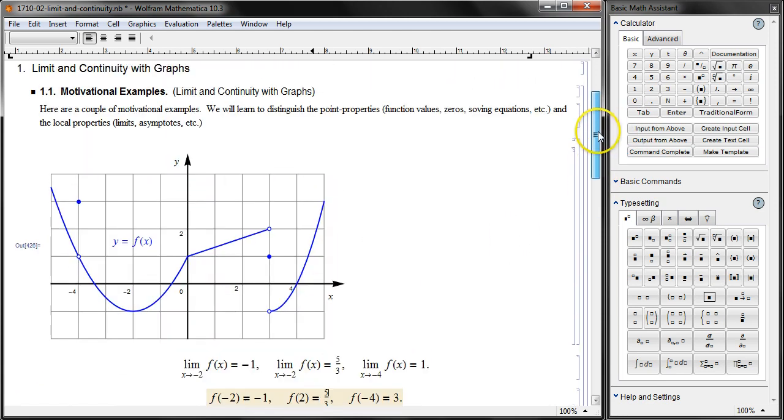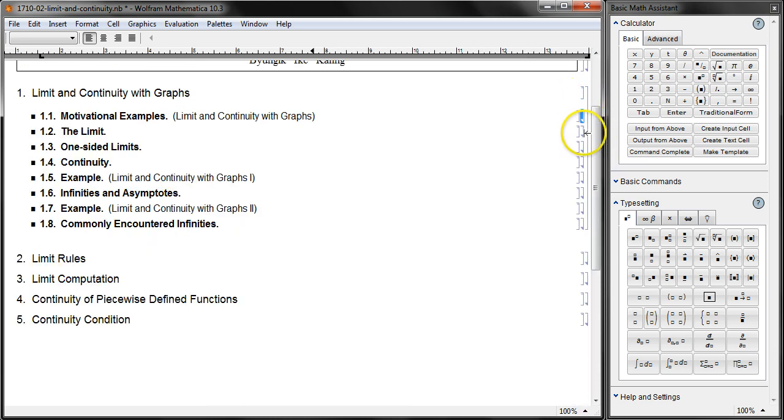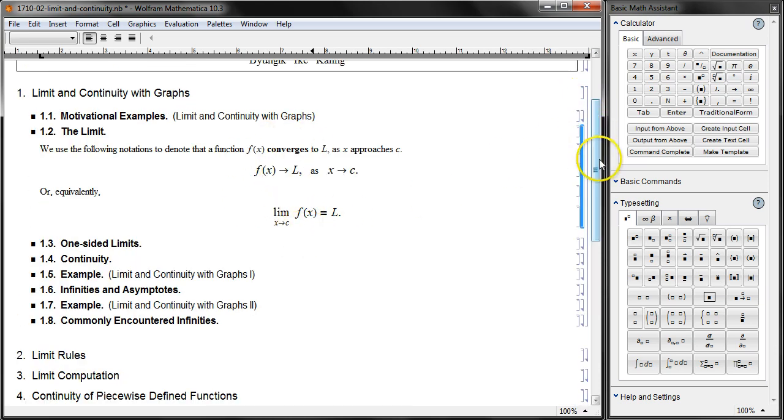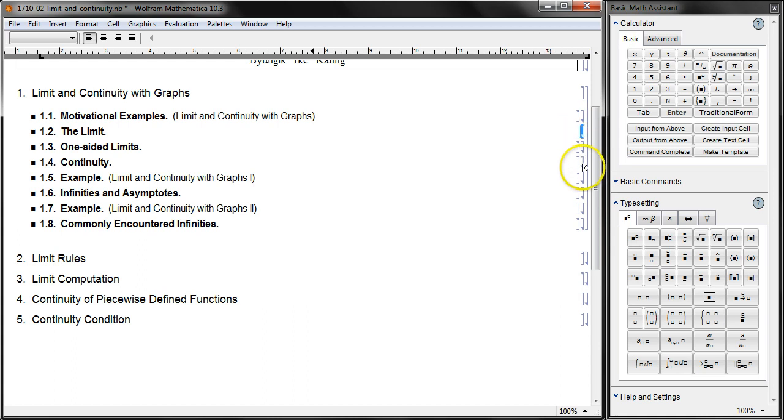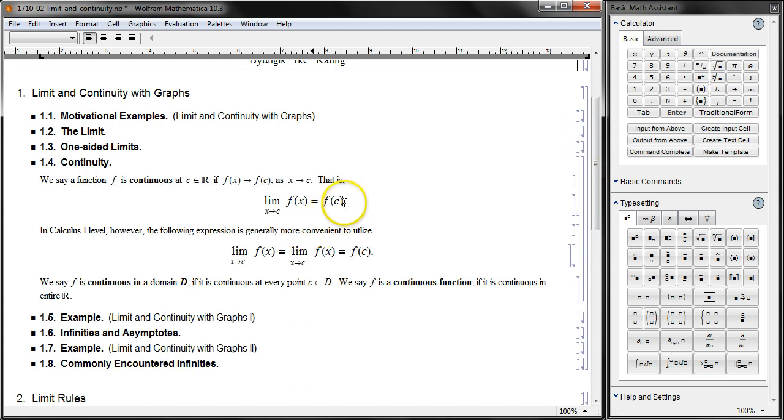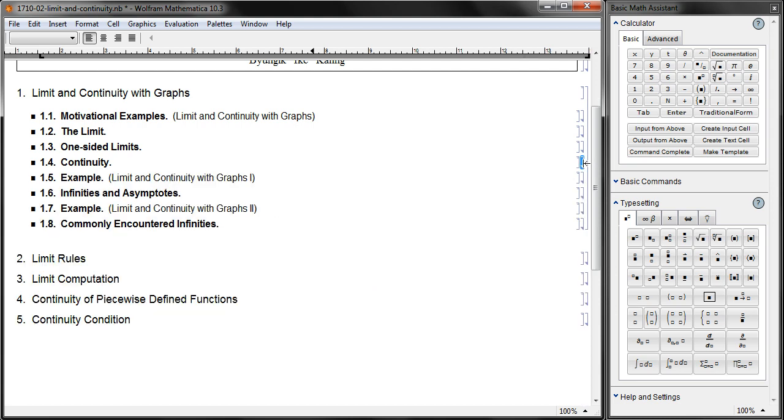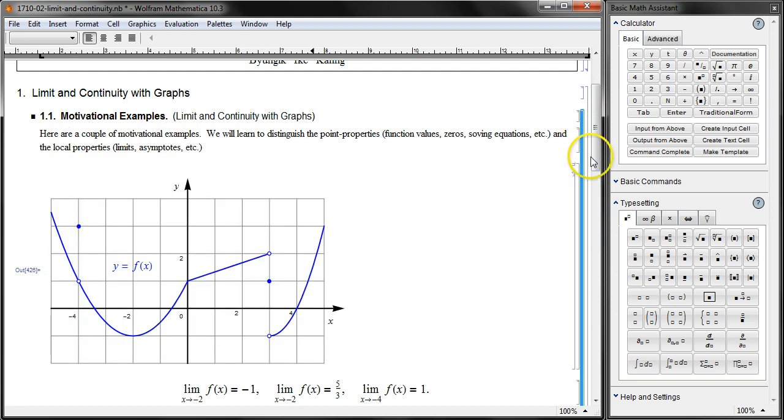Let's go back. We just discussed the limit, and let's go over to the continuity concept. If the limit and the function value are the same, we say continuous. Otherwise, they are discontinuous, and we just saw an example there. Let's go back to the motivation example again.